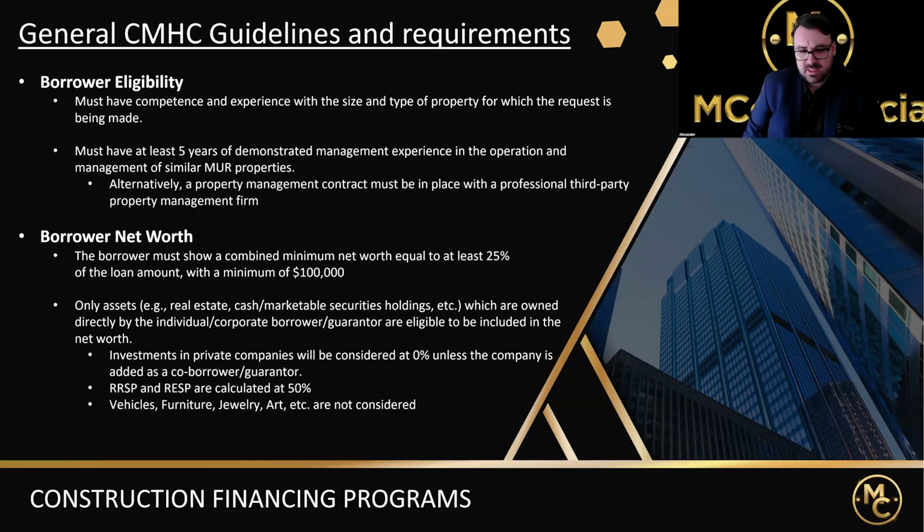CMHC will only consider net worth from directly owned assets from whoever is specifically on this new request. In the past, we've seen it where they've been a bit more lenient, but as of today, they're very strict on this. So it's very important to know if you're making new requests today. Other assets that can be considered, well, RRSPs and RESPs, they will consider only at 50%, but other assets such as vehicles, furniture, jewelry, and art, they won't consider at all in the net worth.